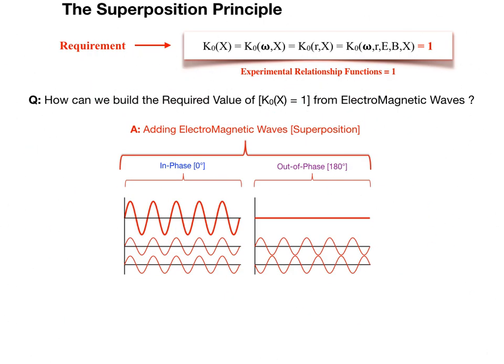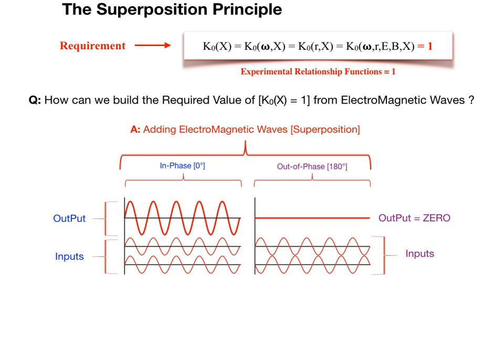Answer: adding electromagnetic waves together. This is termed superposition. Each specific wave is represented by its own k function. When we add the k functions together, we get the overall k function, appearing as output on the illustration. On the left-hand side, we see waves which have been added when they're in phase. On the right-hand side we see waves which have been added out of phase 180 degrees. However, the output on the right-hand side is 0 and therefore, unusable.